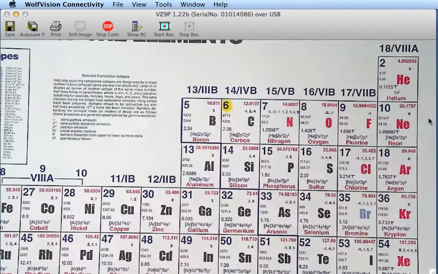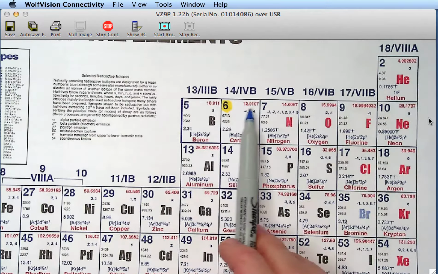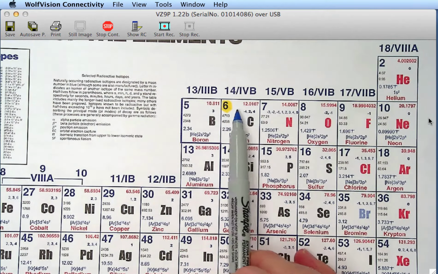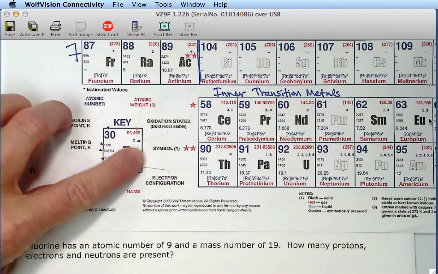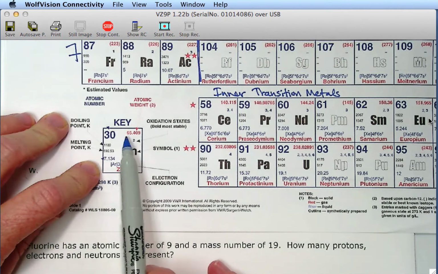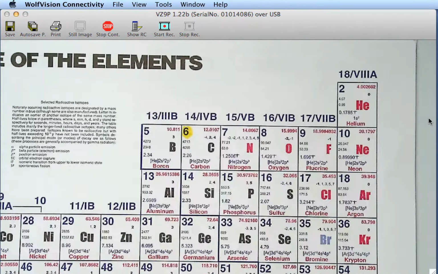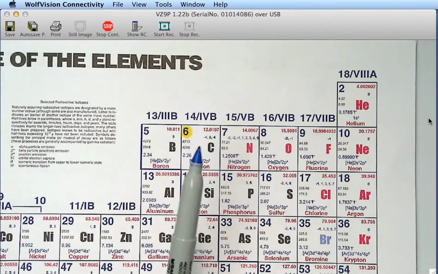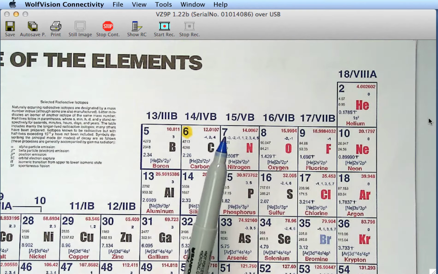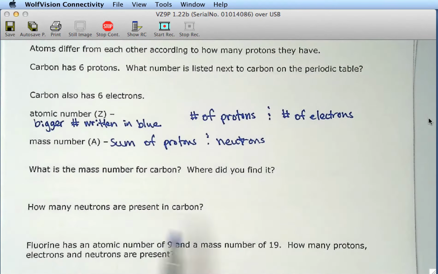So, on the periodic table, back to carbon, there's the atomic number here. And if you look at the key on your periodic table right here, the red number is the atomic weight. And there's the atomic weight for carbon. You think, well, she just said mass number. She didn't say atomic weight. We will always ask you for the mass number.